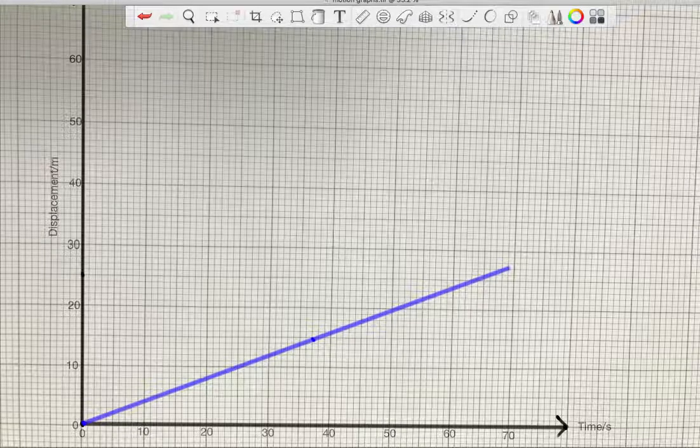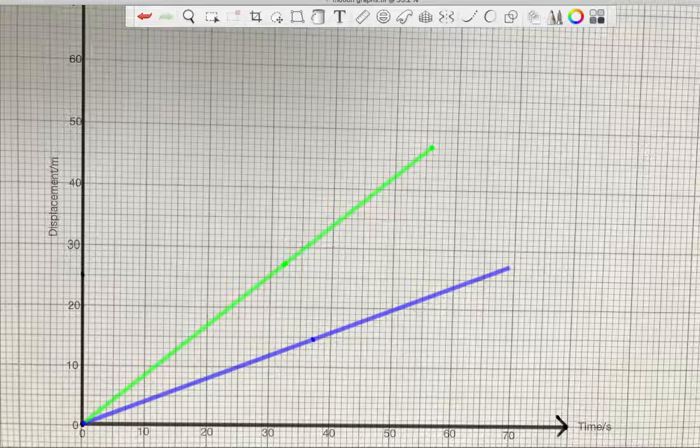Let's look at a different graph then. Here you can see this graph is steeper, and you can see that in 10 seconds we've travelled about 8.5 meters. In 20 seconds we've travelled 17 meters. 30 seconds about 25.5, and so on. So here we've got about 7.5 meters per second. The gradient of that graph would be about 7.5.